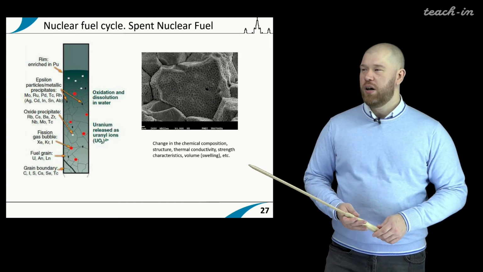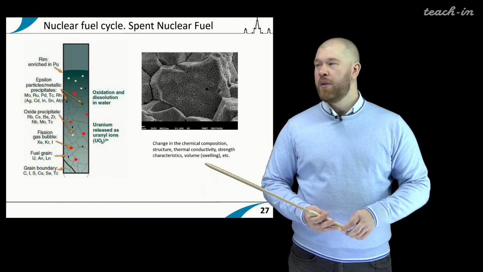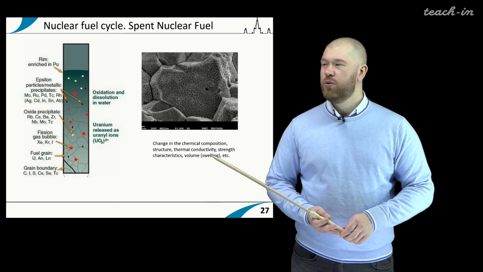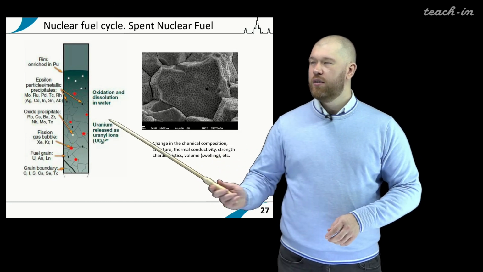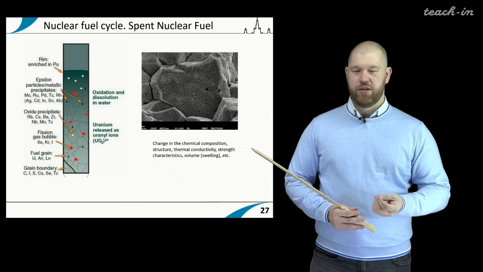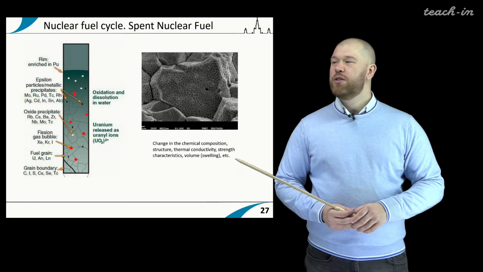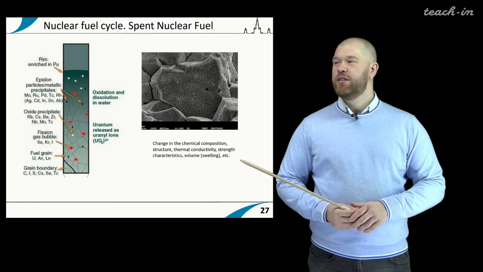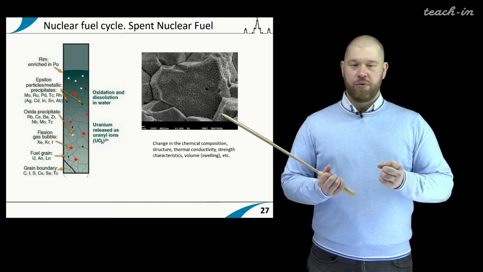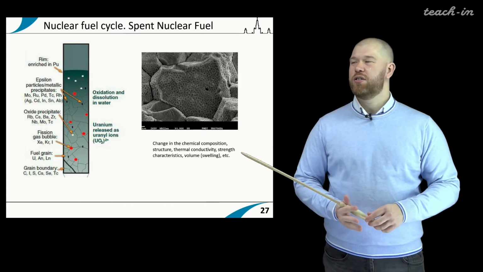Some of them are concentrated in separate phases, like for example noble metals. They form the so-called epsilon phase. So these are metallic particles or droplets formed of platinoids, also including some technetium inside. And they form separate phases. That means that fuel is no longer a homogeneous material.